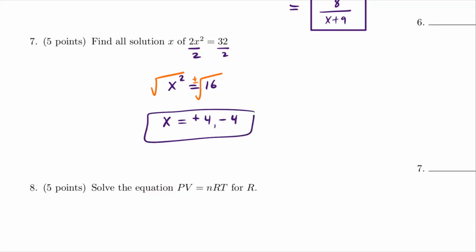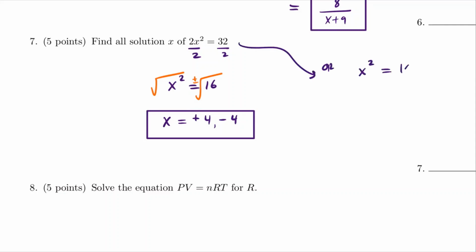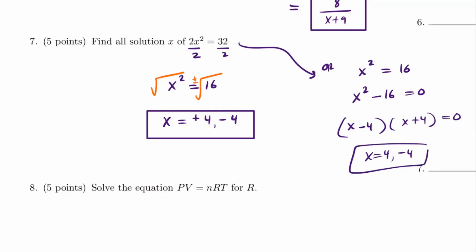This is your solution. Now, to be super safe with this equation, you could have also solved it this way. You could say x squared is equal to 16. Subtract 16 from both sides, you get x squared minus 16 equals 0. And then you can factor. So you get your two solutions. This will factor into x minus 4 and x plus 4. So you'll get x equals 4 and negative 4. So same thing as the other way, except you can do it in two different ways.